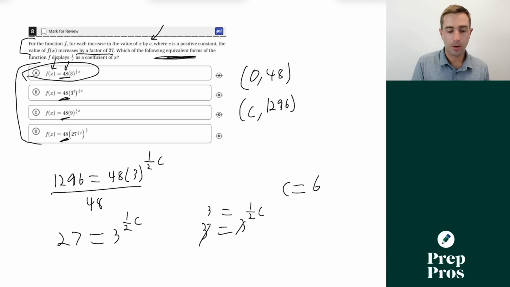Now we get to the final part: which of the following equivalent forms of the function f displays 1 over c, or 1 over 6, as a coefficient of x? Well, here we can see that B gives us 1 over 6 x, and that's how we can find our right answer.